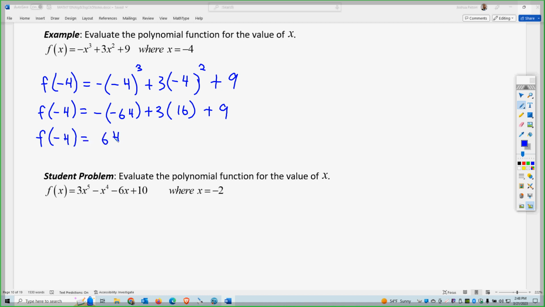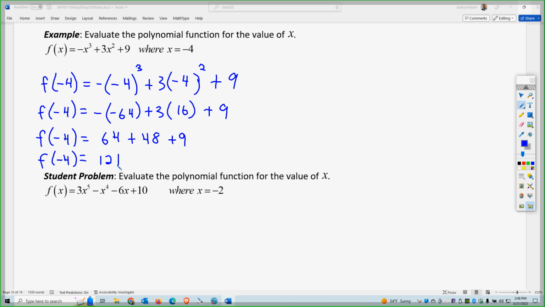And then let's see here. So that's 30 and 18, what is that? 48 plus 9. So f of -4 equals, let's see, 64 and 48. So that's what? 108 plus 9 is what? 121. Here we go. All right, so pause the video. Try the student problem for yourself.